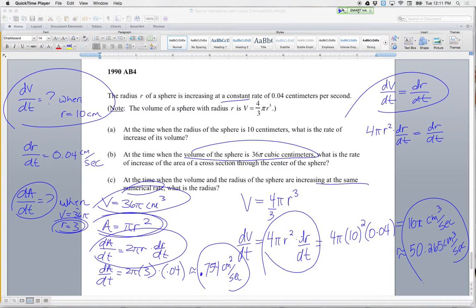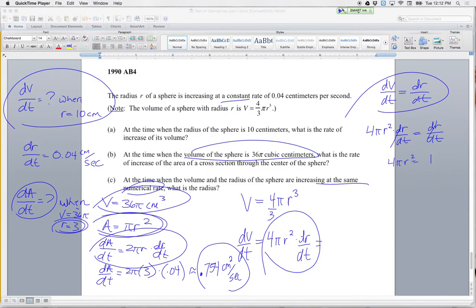Now, some people are like, do I need to put the 0.04 in? It doesn't matter if you put the 0.04 in or whatever number, because what's going to happen to the dr/dt anyway? Watch. Everybody ready? dr/dt is going to cancel. And then you get 4 pi r squared equals what? 1. Now you solve for r.